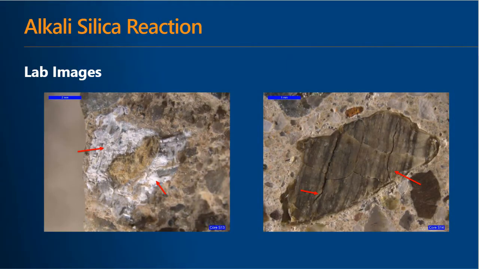And again, luckily for us, as petrographers, ASR has some pretty characteristic features, namely ASR gel. So in this left-hand image, I'm showing some dried ASR gel on a piece of concrete that we broke here in the lab. And you can see that in the middle of that white mass, there is an aggregate particle that is the reactive aggregate particle. On the right-hand side, you can see on a lap section of concrete that there's an aggregate particle. It appears internally cracked, like something is going on with that aggregate.